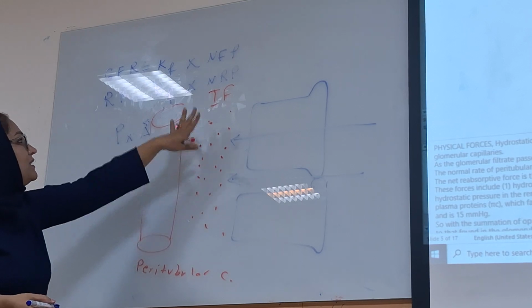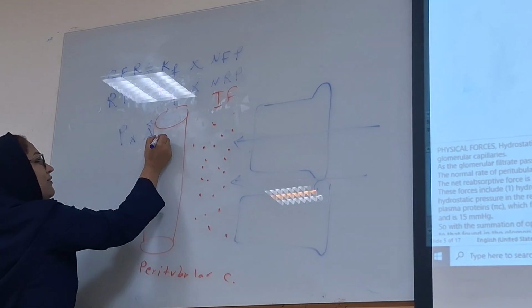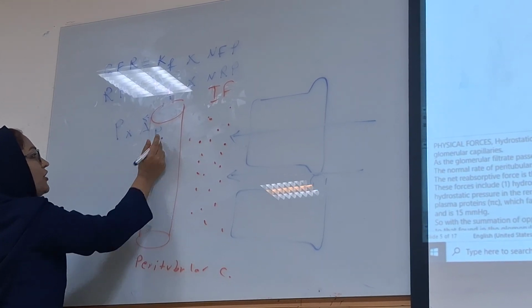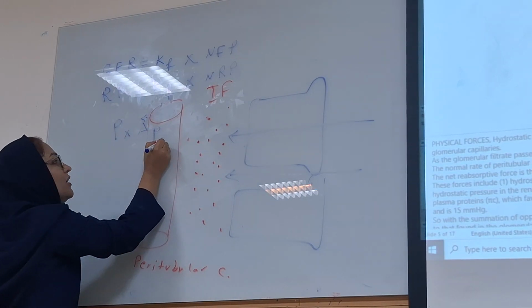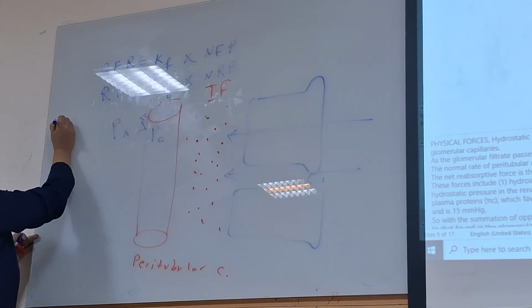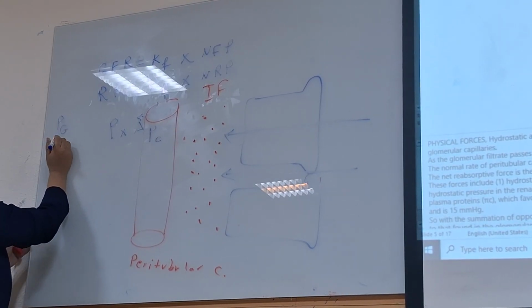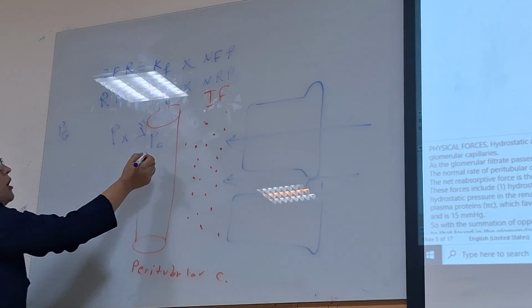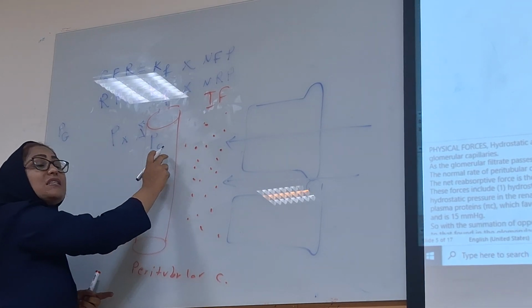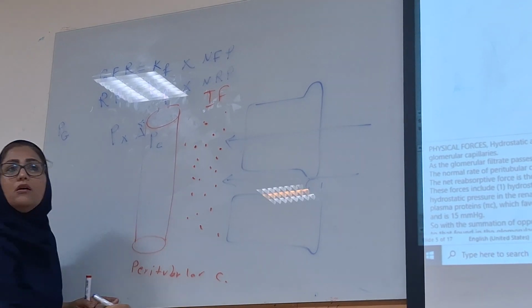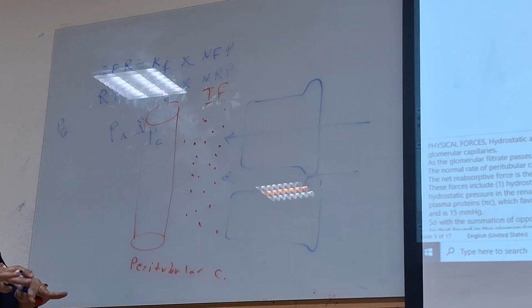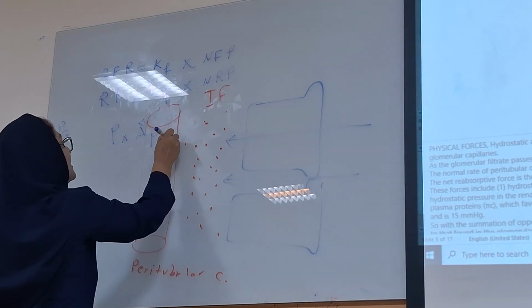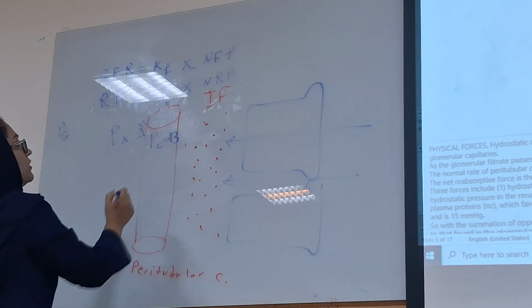Substances are accumulated here. Again, we have PC, hydrostatic pressure in peritubular capillary. Do you remember yesterday, hydrostatic pressure in glomerular, we showed by PG. But here we show by PC. C means peritubular capillary. How much is PC? PC is 13. Do you remember I told you efferent arteriole reduces the pressure. It is 13 millimeter of mercury.